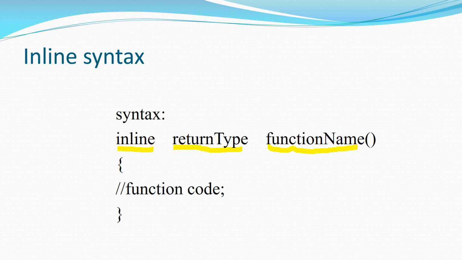The function, as you already know, has an open and close bracket, and you can also pass parameters. Then to create the function code, first I open the brace and write the function code. After all the function code, it is closed by a closing brace. This is how you create the syntax for the inline function. Let us see an example of an inline function in the next slide.